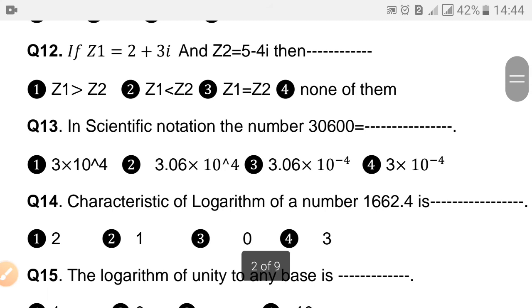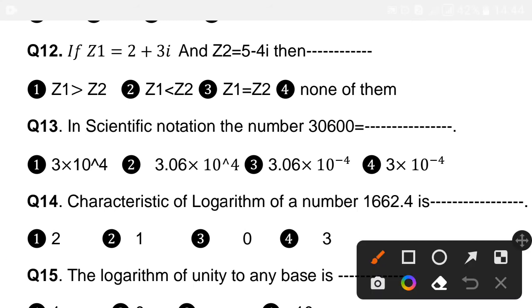Question number 13 is: in scientific notation the number 30600 can be written as. For scientific notation, after the first non-zero digit we have to put the decimal point, and after that decimal point we have to count all the digits. So 30600 can be written as 3.0600. Now after that point, the numbers on the right side, 1 2 3 4, so 4 numbers, so we can write 10 power 4.